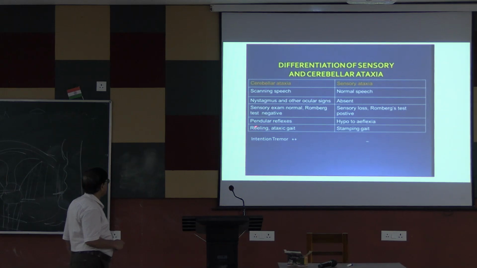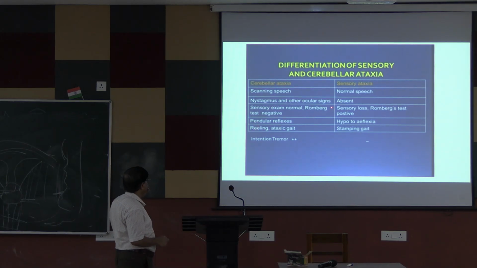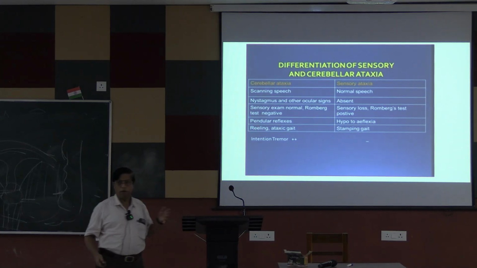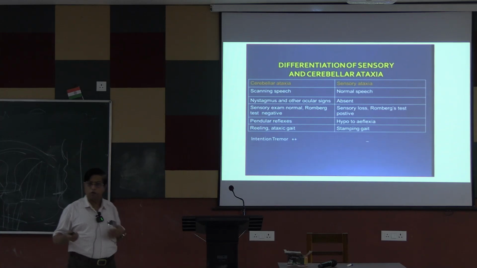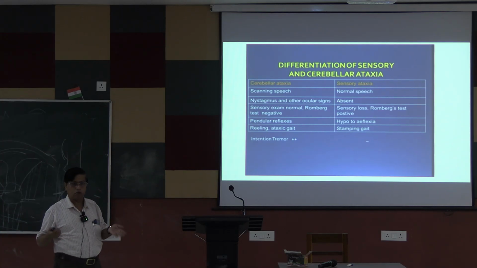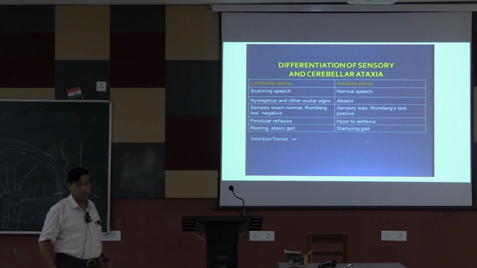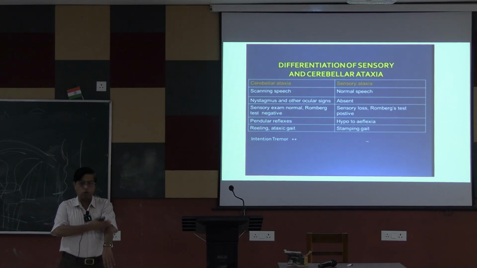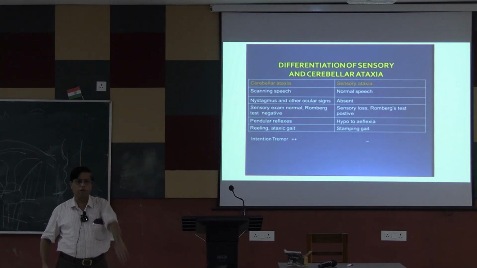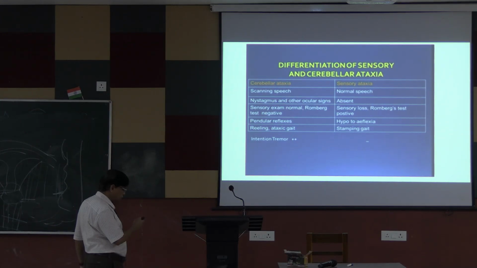Okay, then reflexes. You know that if there is a peripheral nerve disease, it is a lower motor neuron lesion, so there will be hyporeflexia. But in case of cerebellar disease, there is a pendular reflex. If you do a knee jerk, the knee jerks back and forth like this. So pendular knee jerk reflex is found in cerebellar disease.